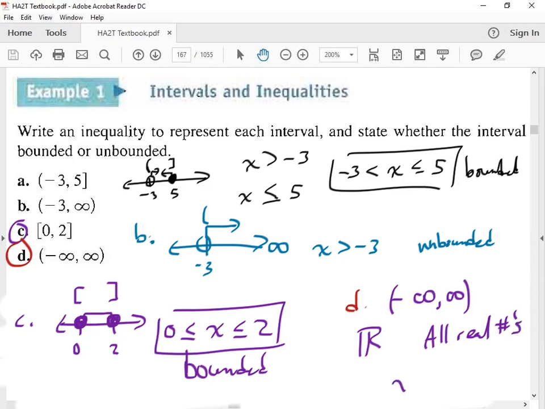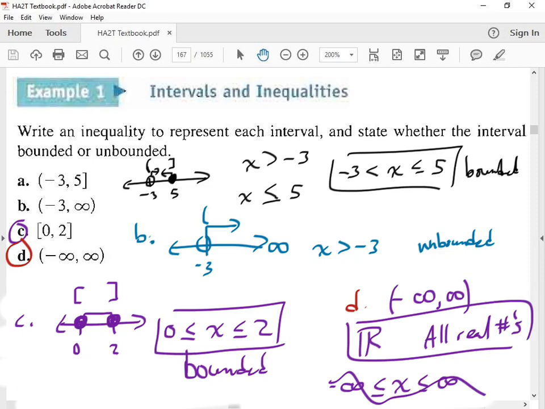The book does something weird. It says x is, I think it says less than or equal to infinity. Don't even write this. I don't like it. Okay, is this one bounded or unbounded? This one is unbounded because we have an infinity. That's how you do interval notation.